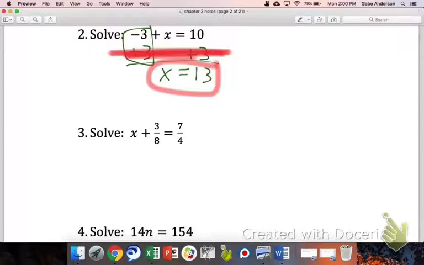So take a look at number 3. We're supposed to solve or isolate x. So right now, as it currently stands, is the x by itself? I don't think so. When I say by itself, I mean on that side of the equation. It's x. There's the equal sign. Is the x by itself on the left side? No, you need to get rid of the 3/8.